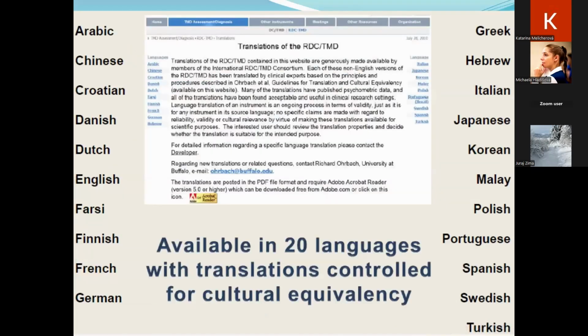And this protocol has been translated into more than 20 languages. I'm not sure if Slovak is one of them yet, but recently we validated it for the Romanian language, and you're more than happy to contact me to do the same process for Slovak language.